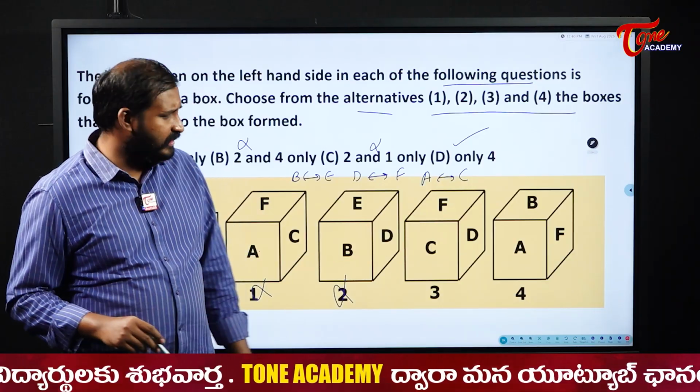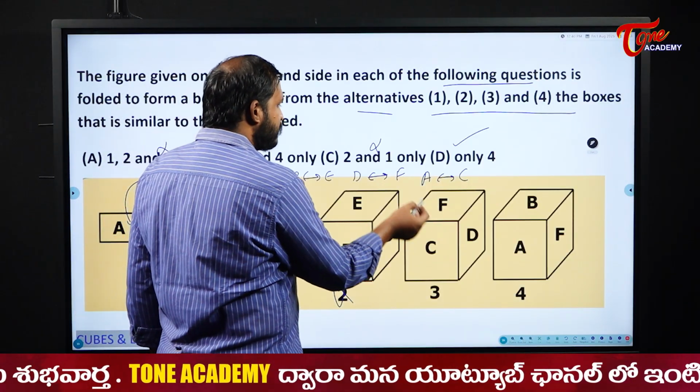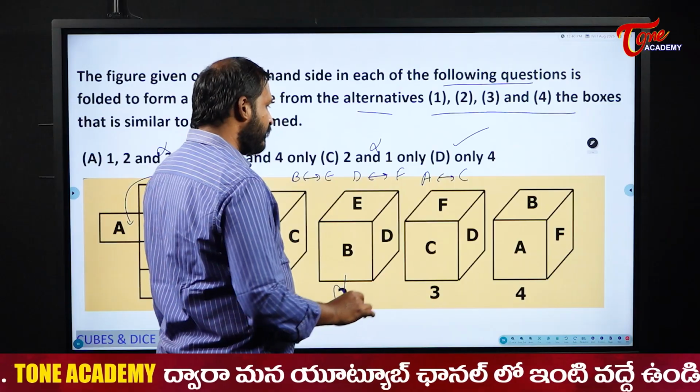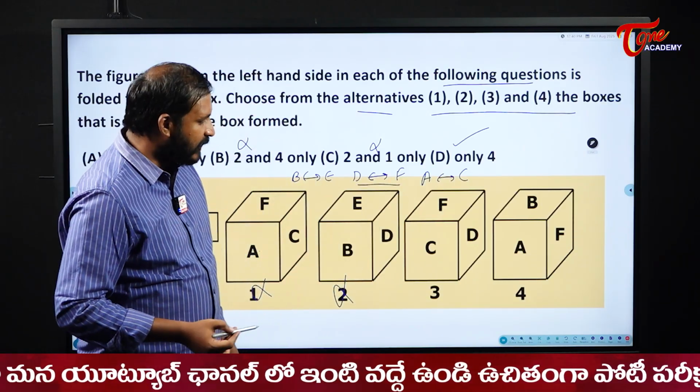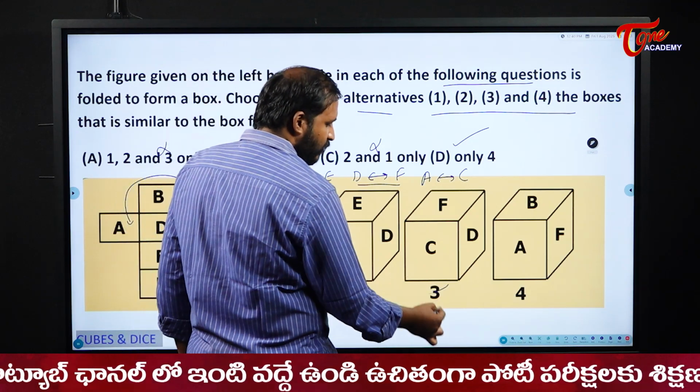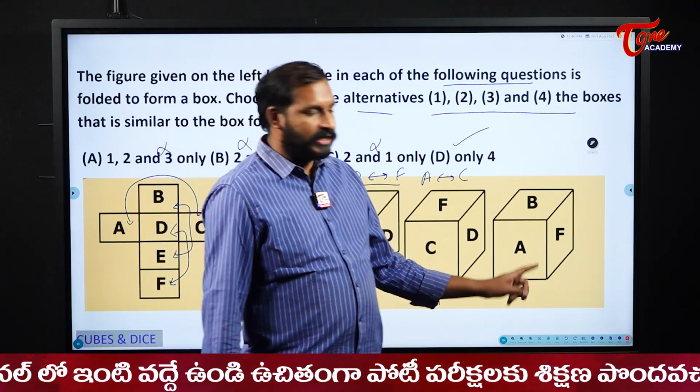But still we will check the other two. What is opposite to C, students? A. A was not there. Okay, fine. What is opposite to F? D. F and D are opposite, right? Can we see them together? No. So then this is wrong. Now see the correct one. That is our answer.